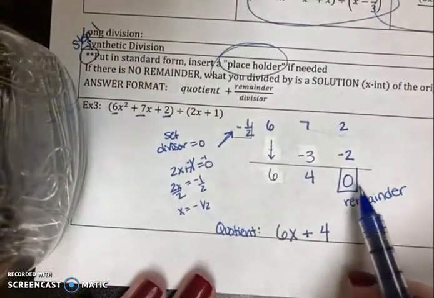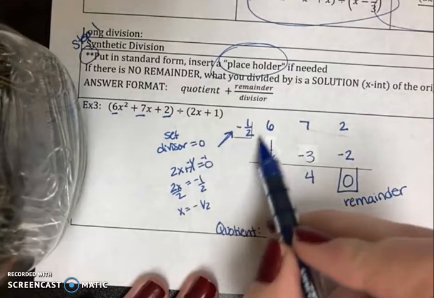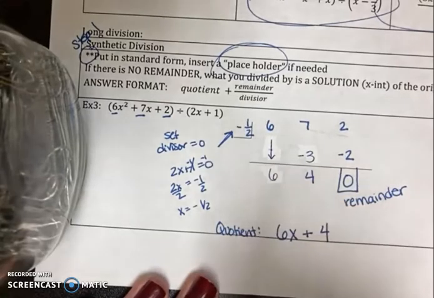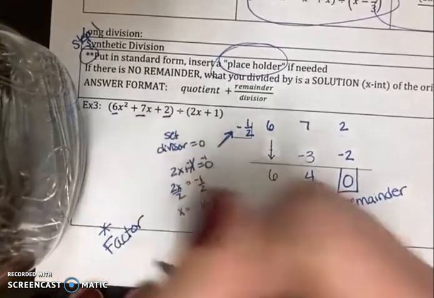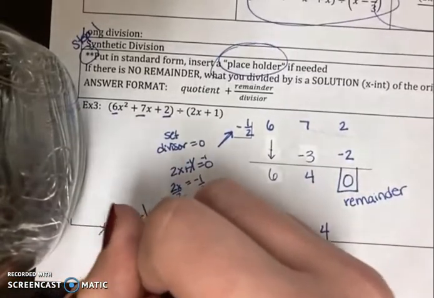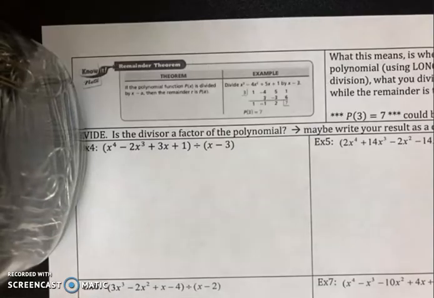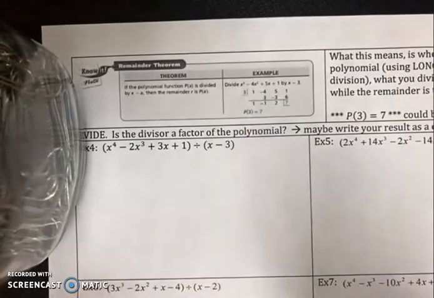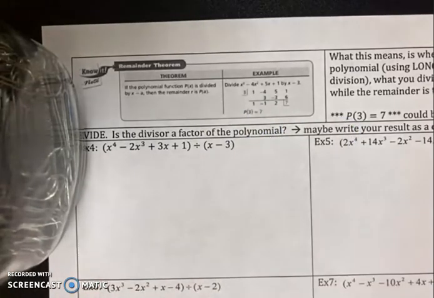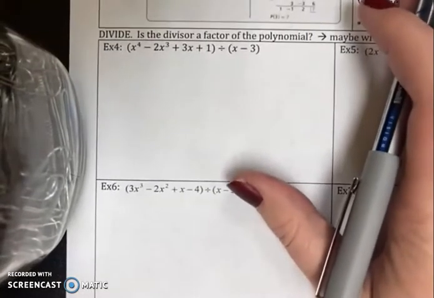It's worth mentioning that whenever you have a remainder of 0, that means the negative 1/2, the number that was right here, is a factor or a solution, meaning it's an x-intercept on the graph. When the remainder is not 0, we would use what's called the remainder theorem, which just essentially says that we would write our answer as a coordinate. I'll show you what that looks like later on in the problems instead of reading all of that.